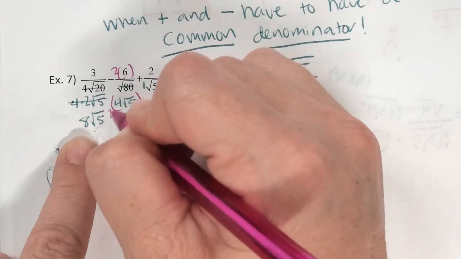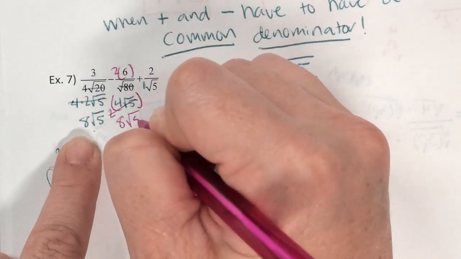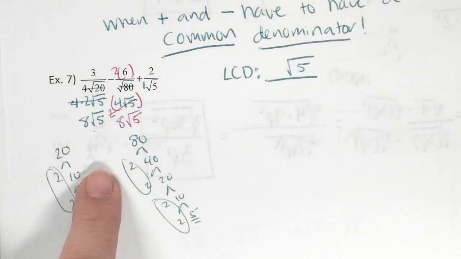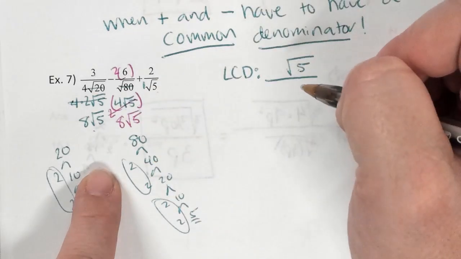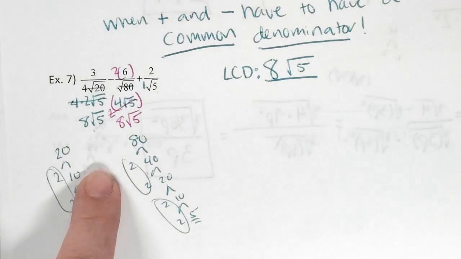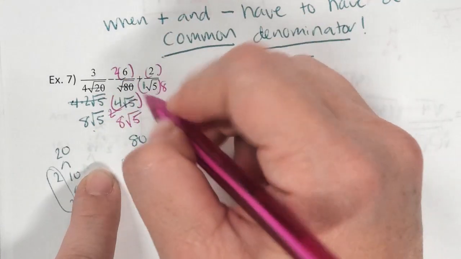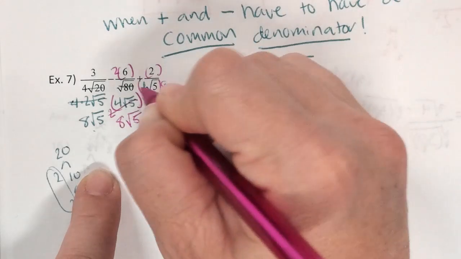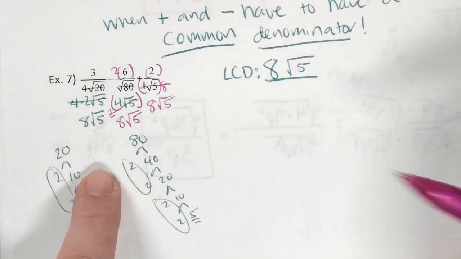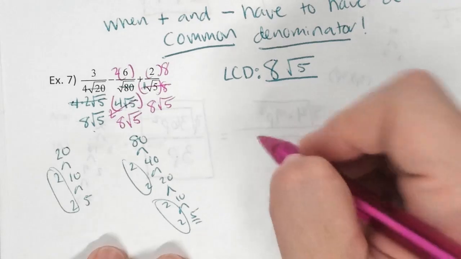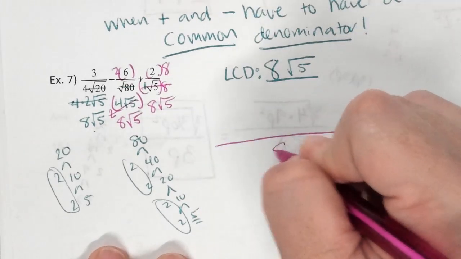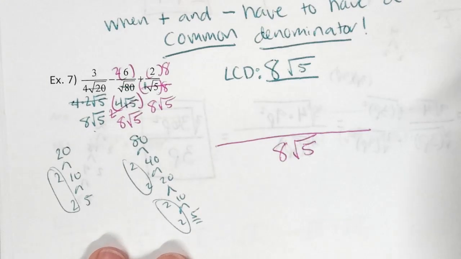Yeah, 2 times 4 square root of 5 is 8 square root of 5. So look, those match now. Yes? Can I turn a 1 into an 8? By multiplying by what? 8. So if I multiply top and bottom by 8, well look, 8 times 1 is 8 square root of 5. So now are all my denominators the same? Yes, so I know that I have a common denominator of 8 square root of 5.